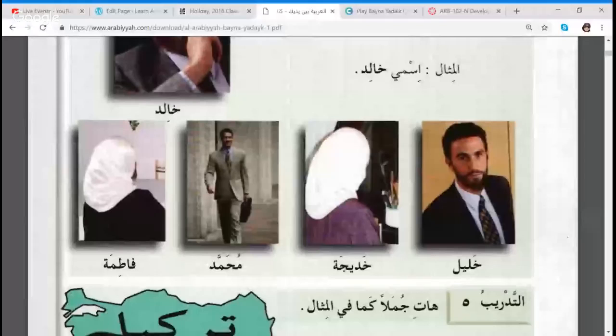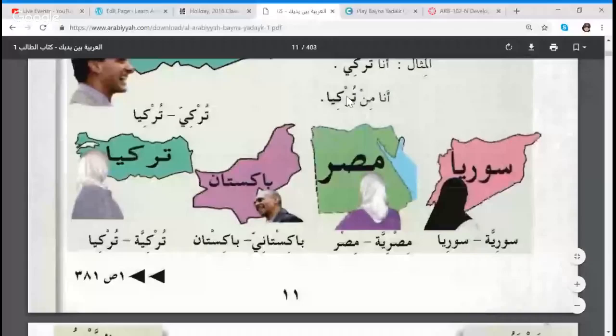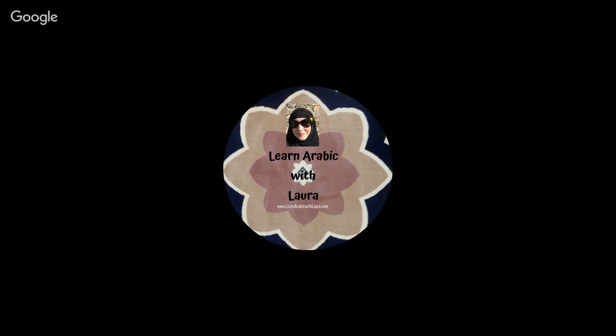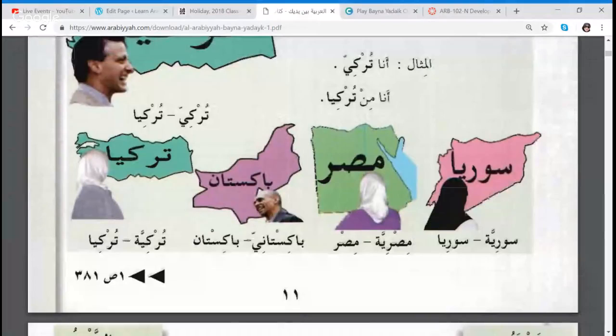Okay, let's look at one. We have Ana Turkiya. Ana min Turkiya. So you're saying first, I am Turkish, and then I am from Turkey. In these cases, they're going to give you a nationality and then a country. So remember, when you say the nationality, it's Ana plus the nationality, and then you say Ana min, and then the country.